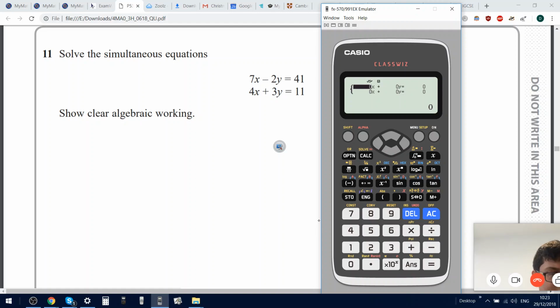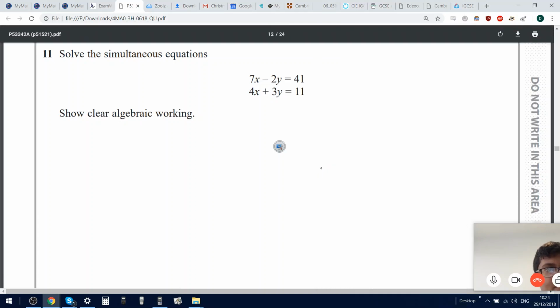Do you want to try putting that one in? Yeah, sure. So 7, minus 4, minus 2, equals 41. And then 4x plus 3 is 11. Yep. x equals 5 and y equals minus 3. There you go. And that's a good way to check your answer.